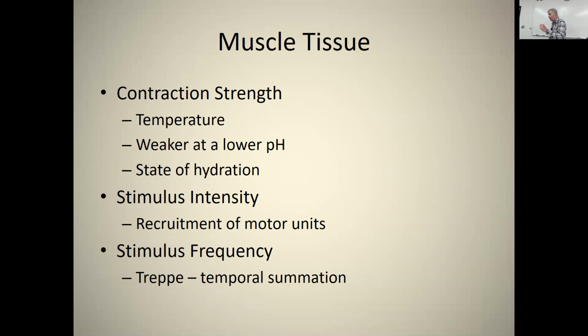And remember, stimulus intensity is recruitment of motor units. If you get a small stimulus, you'll recruit a few motor units. A bigger stimulus, you recruit more motor units, and you get more tension generation. And then stimulus frequency, treppe, temporal summation: you are stimulating the muscle rapidly enough so that the muscle fiber cannot relax completely, and you get higher tension generation.